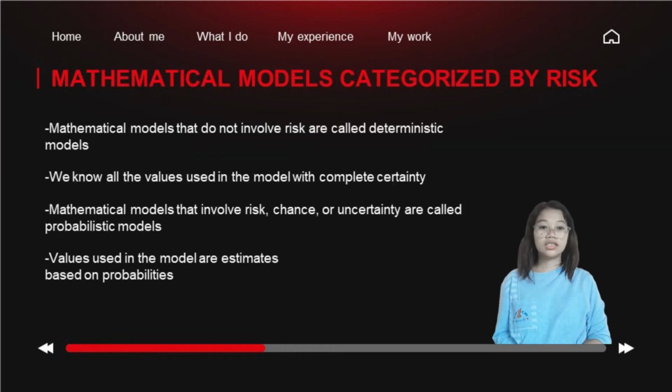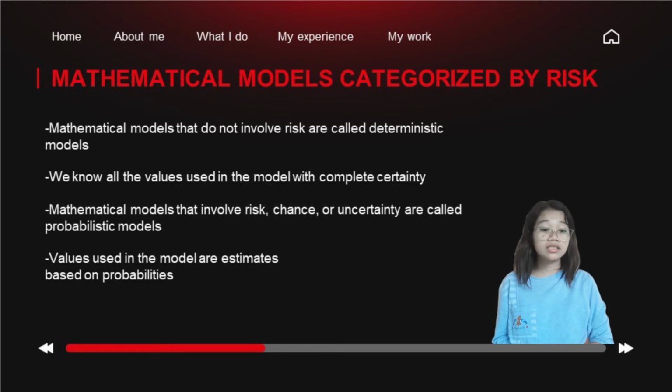The next one is the mathematical models categorized by risk. Mathematical models that do not involve risk are called deterministic models. Deterministic models generate the exact outcomes in the given set of conditions. We all know that all the values used in the models are with complete certainty. So, kung yung given mo ay mali, yung outcome mo talaga magiging mali.